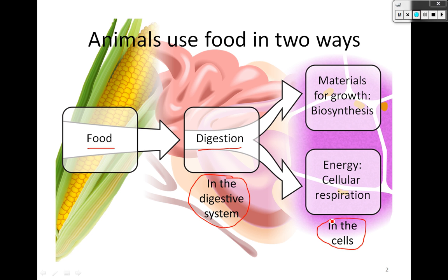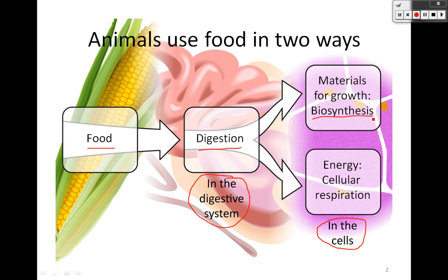Once they are in the cells, then we can use them for two different things. One is we can use them to grow. If we want to get bigger, we have to actually add matter to ourselves. And that is called biosynthesis. Synthesis meaning put together, bio meaning life, so it's putting together more life. Making you taller, for example. Growing your feet bigger, for example. But even things like replacing cells you lose when you get a scrape or a cut. You need to grow more you in order to fix you. And so you need materials to do that.